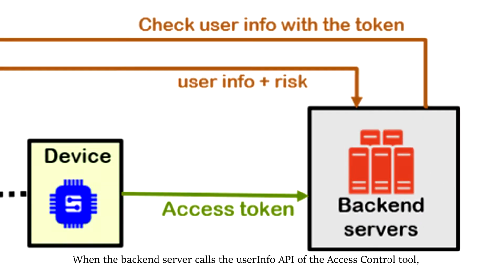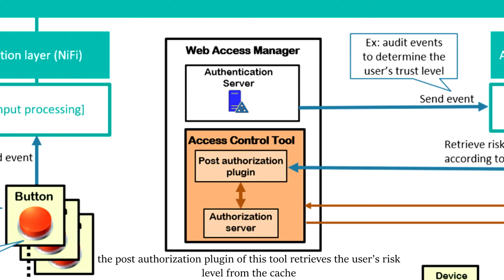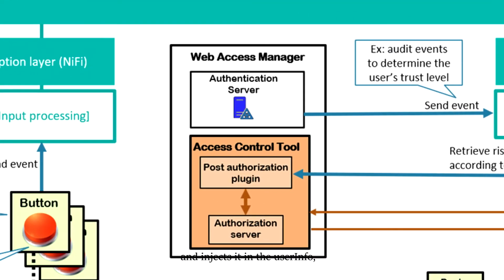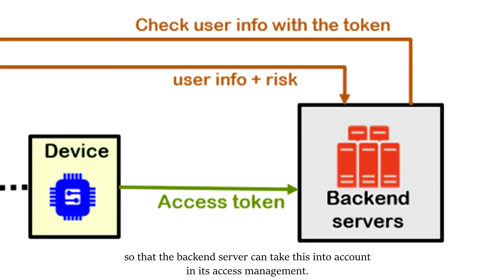When the backend server calls the user info API of the access control tool, the post-authorization plugin of this tool retrieves the user's risk level from the cache, and injects it in the user info, so that the backend server can take this into account in its access management.